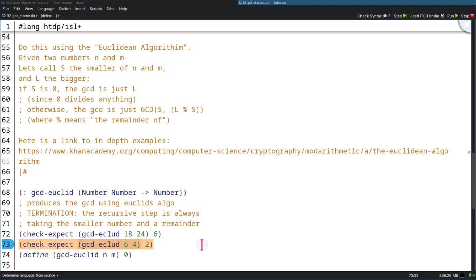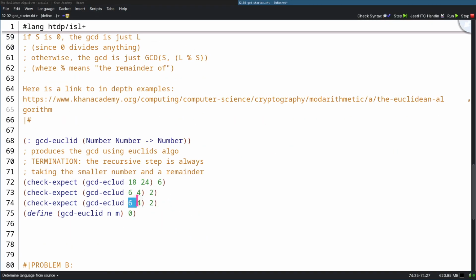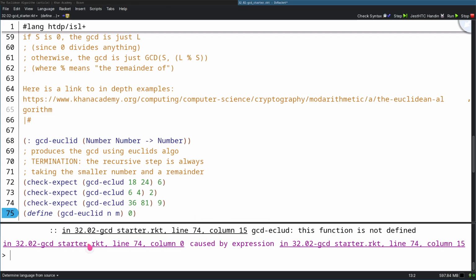And we can do one last one. So we can do something like 36 and 81. And the greatest common shared factor is 9, right? Because 9 times 4 is 36, and is 9 times 9 equal to 81? I think it is. Okay, there we go. Then there's the GCD with n and m, and that's the stub. We can just run against the stub here.